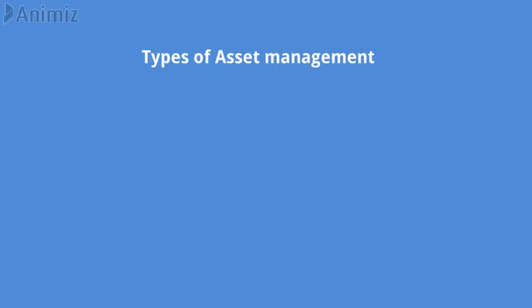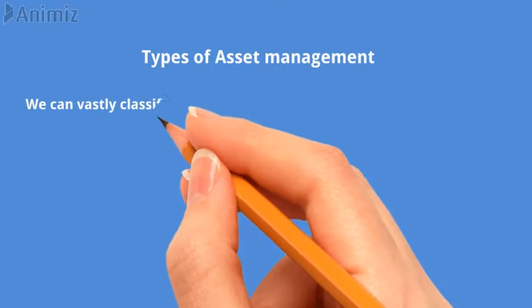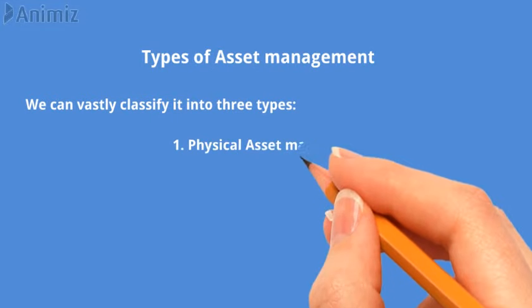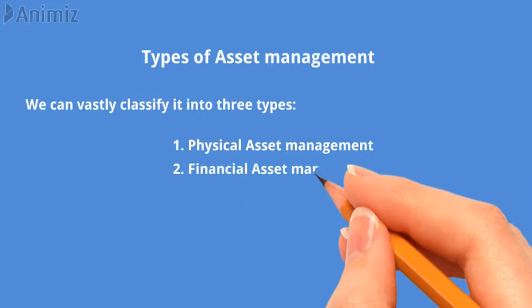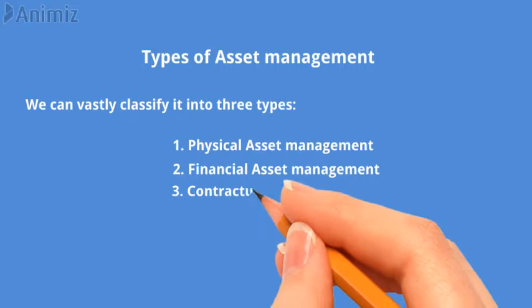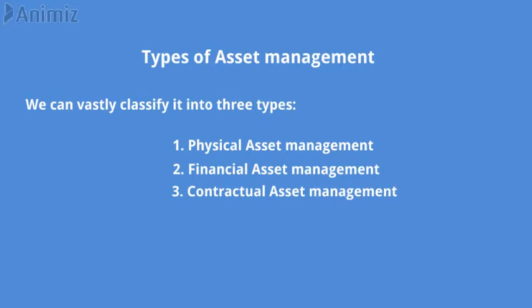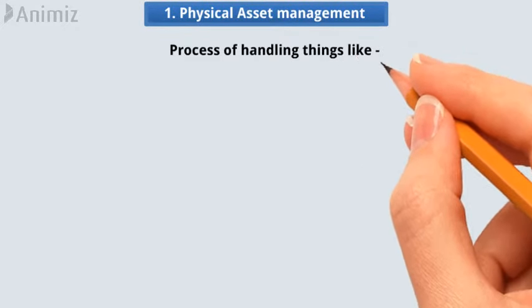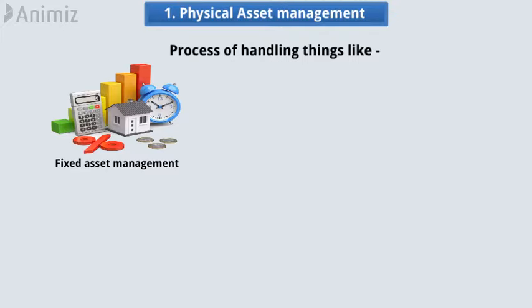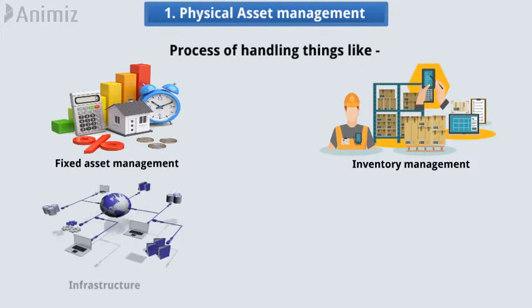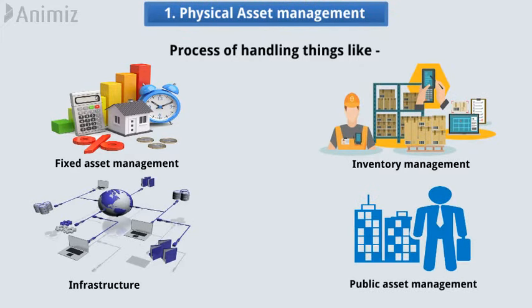Types of asset management. We can vastly classify it into three types: physical asset management, financial asset management, and contractual asset management. 1. Physical asset management stands for the process of handling things, like fixed asset management, inventory management, infrastructure, and public asset management.